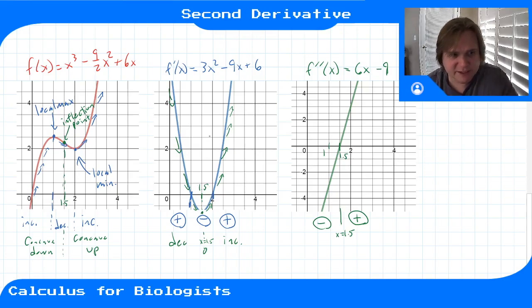So this is all the information that's packed into a function, its first derivative and its second derivative. In the next video, we'll go over how to draw a function just from the information about its derivatives alone, okay? And then that'll round out this section.